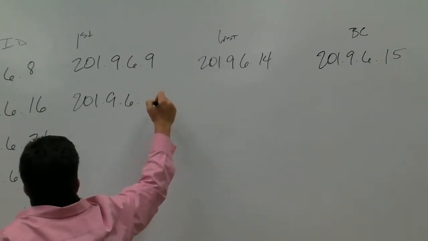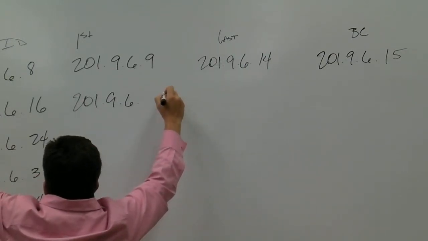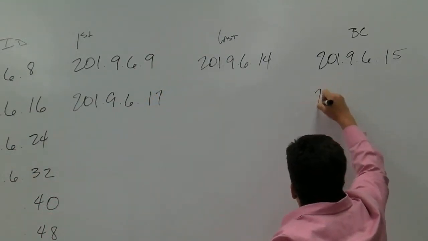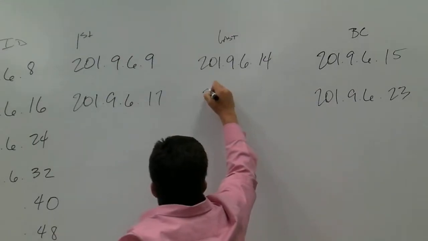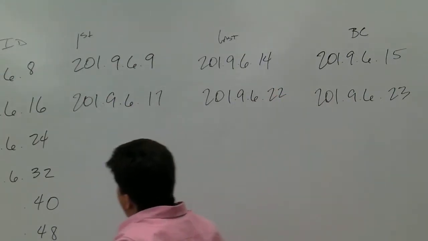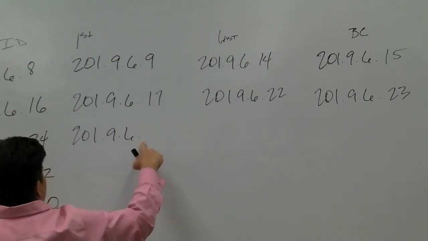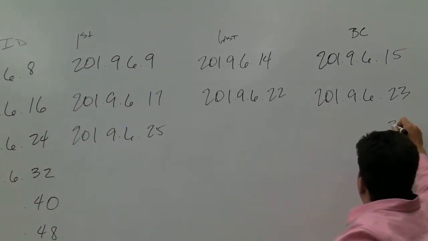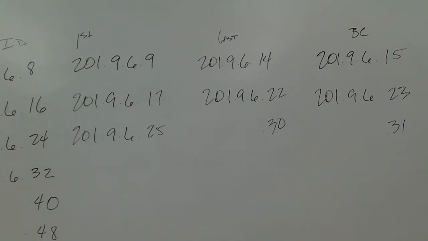What's the first thing I can give away on my second network? 17. Yep. What's the broadcast for this one? 23. Right, now last usable. 30. Y'all are pros. My work here is done. What's this one? 25. What's the broadcast? 41. Last usable. 30. There you go.